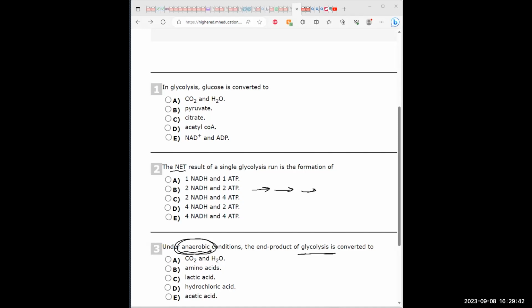So what is the end product? Amino acid, carbon dioxide and water, lactic acid, hydrochloric acid, or acetic acid? If I complete anaerobic respiration, it will go to lactic acid, correct? You got my point? Or ethanol and carbon dioxide if it is in yeast. Do you have any doubt about that part?